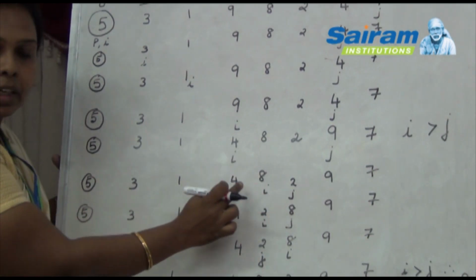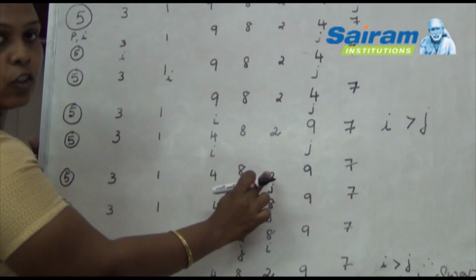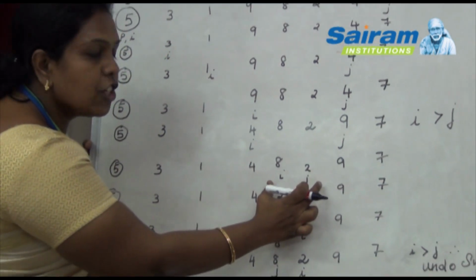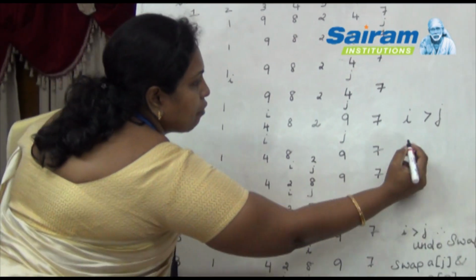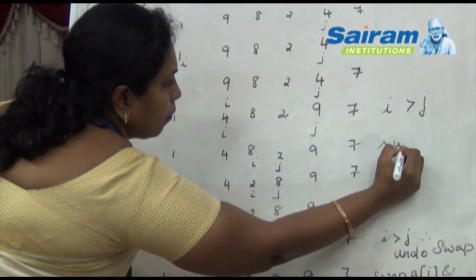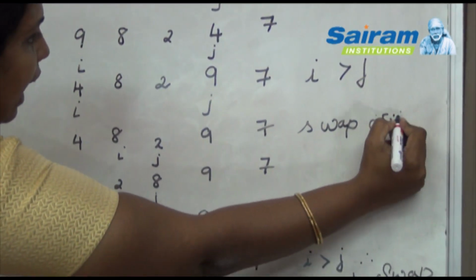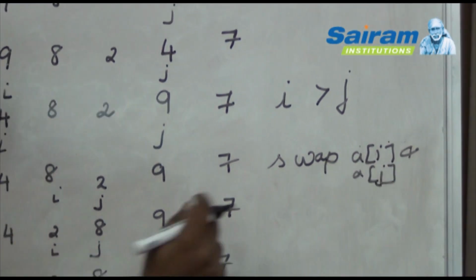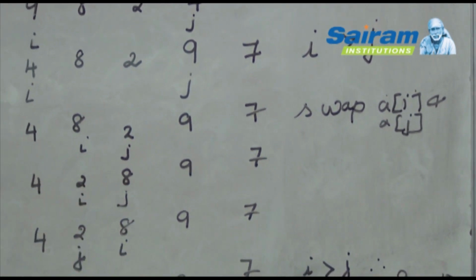Now, A of i has become greater than 5, which is the pivot, and 2 has become less than pivot, so both i and j scan stops here. Then, what you have to do is swap A of i and A of j. Swap A of i and j. So, we have swapped A of i and j.